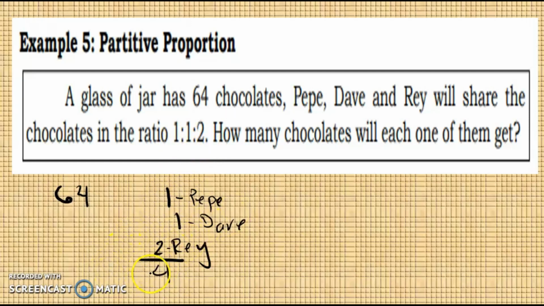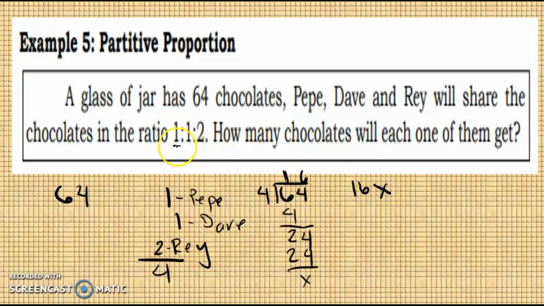And then next, anong gagawin natin? Divide natin. 64 divided by yung 4, total ng ratio. Okay, so 64 divided by 4: 6 divided by 4 is 1, remainder 2, 24 divided by 4 is 6. 6 times 4 is 24. And then, no remainder. So, the answer is 16 pagkatapos natin i-divide. And then, yung 16, ita-times natin sa bawat ratio.